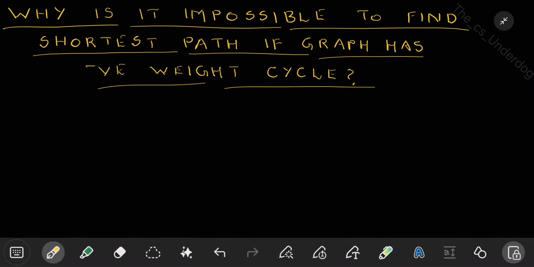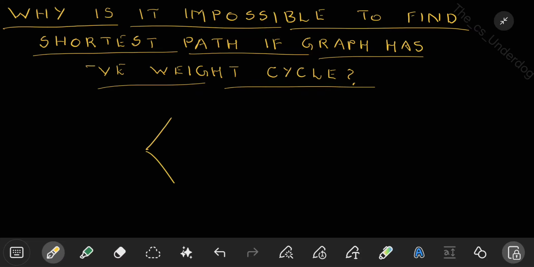Why is it impossible to find the shortest path if a graph has a negative weight cycle? This is an important question. If you have any graph G which has a negative weight cycle, why is it that you will never be able to find the shortest path in this graph? Let us take a graph and understand this concept.